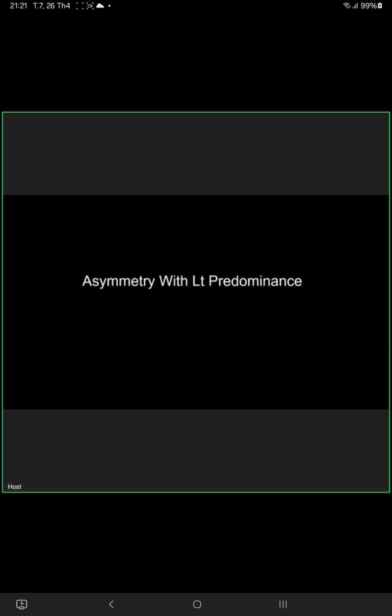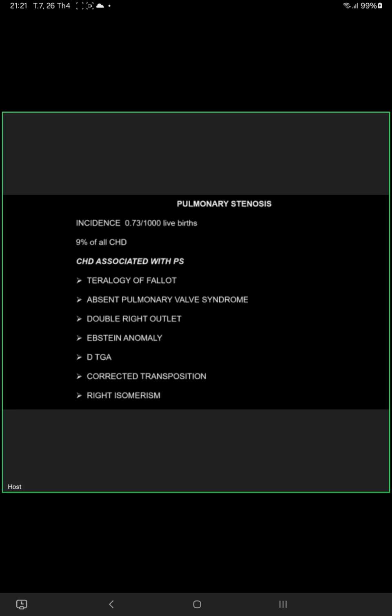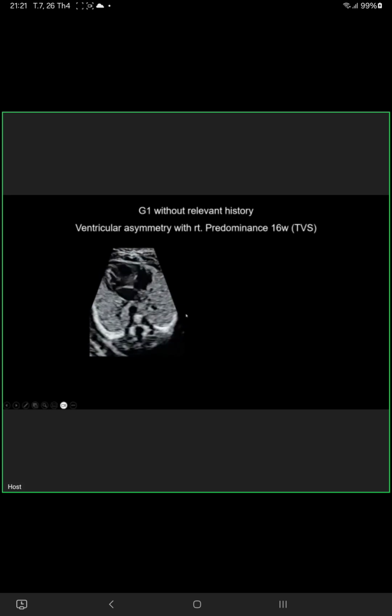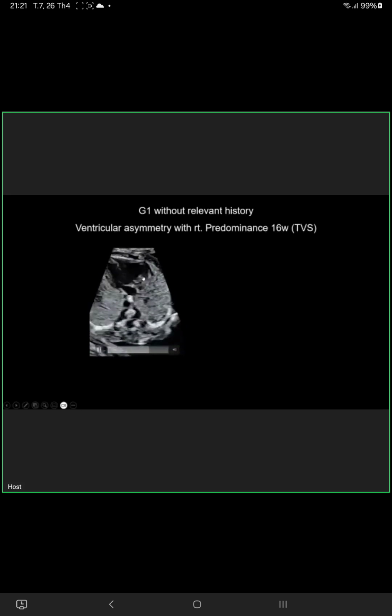Now, I will talk about asymmetry with the left predominance. The reason for this situation: tetralogy, absent pulmonic valve syndrome, double outlet right ventricle, Epstein, corrected transposition, and right isomerism. We can see here large right ventricle and small left ventricle.